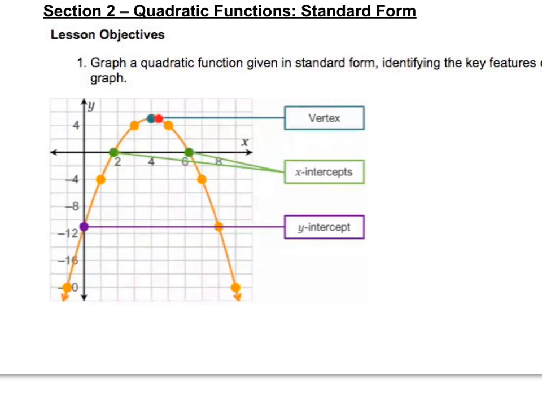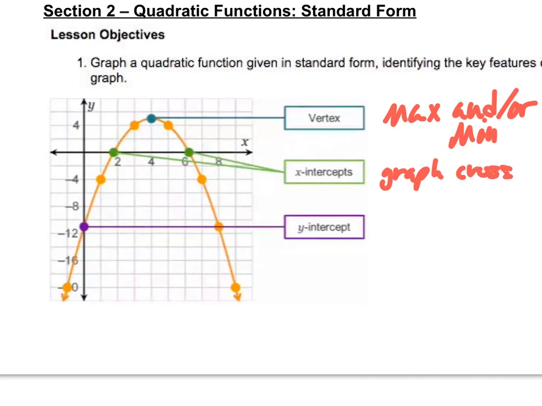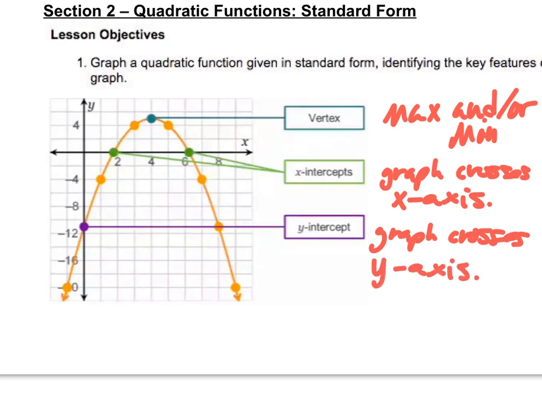of a quadratic. We can find the vertex, which is often called the maximum and/or minimum, the x-intercepts, that's where the graph crosses the x-axis, and then the y-intercept, that's where the graph crosses the y-axis. These are things that we'll be able to figure out given a graph or given a quadratic function.